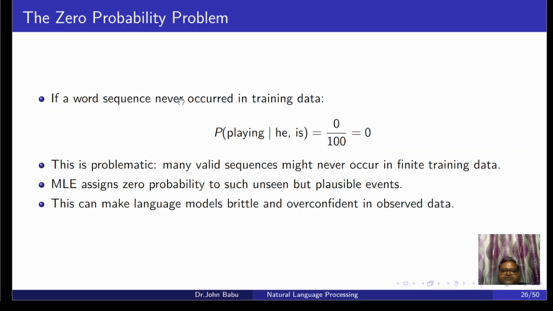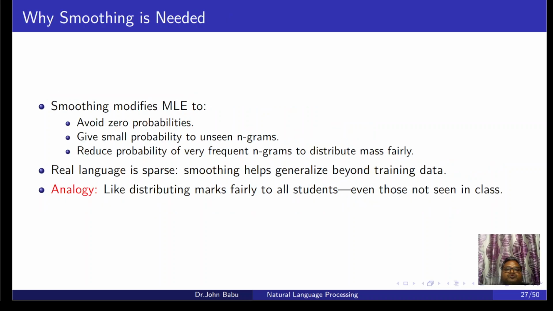If a word sequence never occurred in training data, then our likelihood estimation would be 0. This is problematic because it is valid: "he is playing", "he is fair". Just because it is not occurring in the training data, it is occurring only 0 times, then zero probability will be a problem. So we need to assign at least some minimal probability. That is known as smoothing.